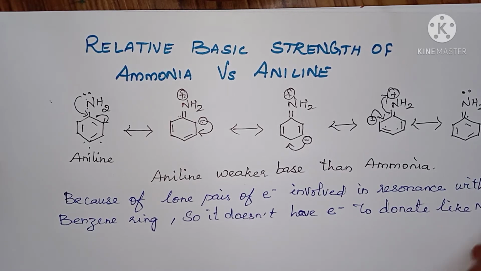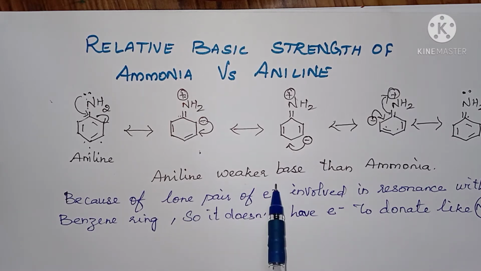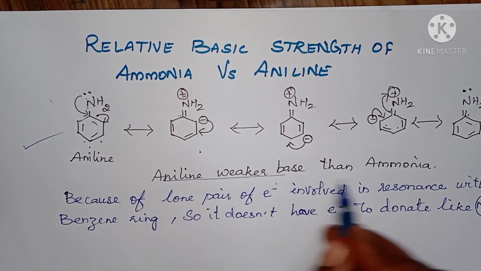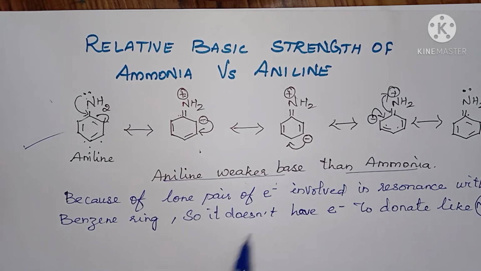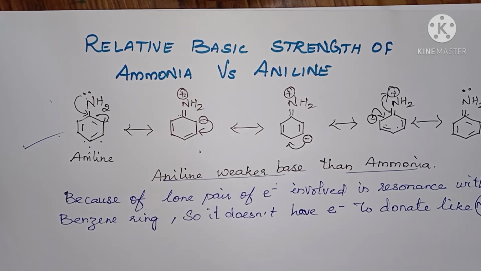You remember this is a 2-mark question; they may ask a 3-mark question with the structure, to explain about that. Why is ammonia stronger than aniline, or why is aniline a weaker base than ammonia? I explained the 3-mark question they may ask you, just go through this. Hope you got it. Why? Because aniline is a weaker base than ammonia, because the lone pair of electrons is involved in the benzene ring, so it does not have an electron to donate like ammonia.